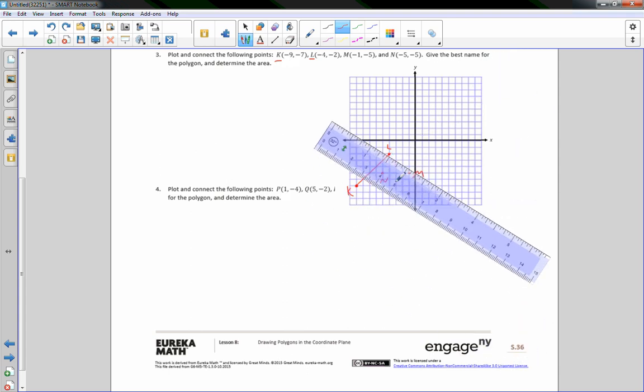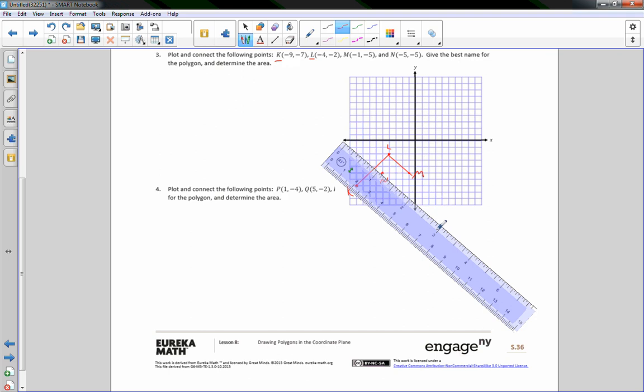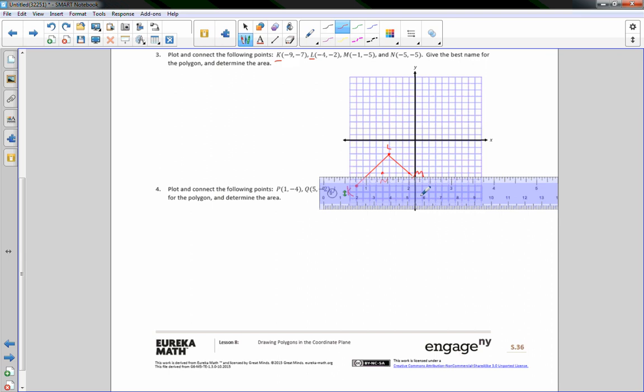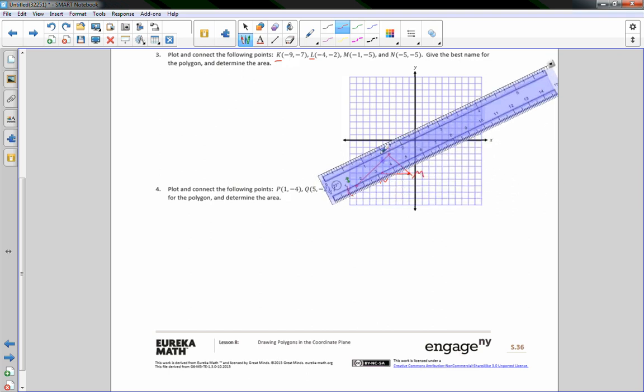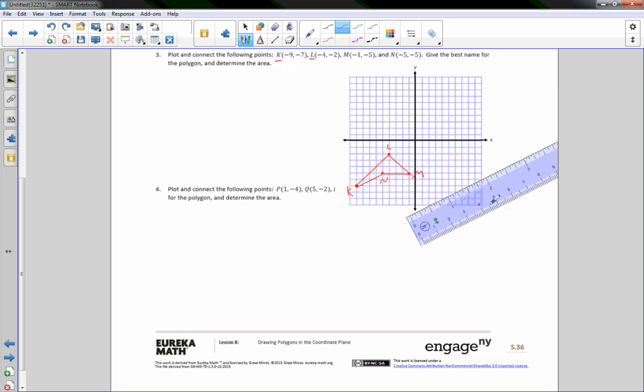And then I'm going to go from L to M. Okay, and then M to N. And then finally, N back to K. And there's our shape.